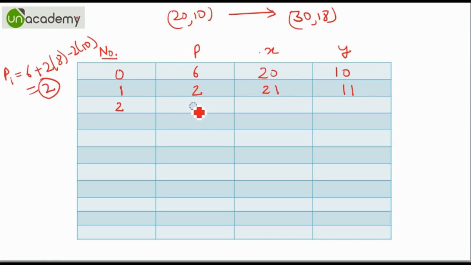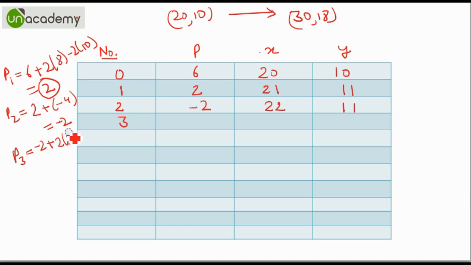In the second iteration we will calculate the p value again. So p2 will be 2 plus minus 4, that is minus 2. P value is negative, so we'll increment the x but the y value will remain the same. Similarly in the third iteration we will have minus 2 plus, since the previous p value was negative, this time we will have only twice of delta y. So p3 will come out to be 14. We will increment the x value and since this is positive we will also increment the y value.